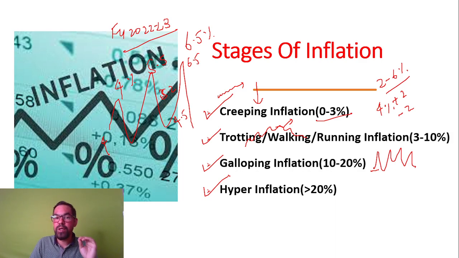From here, the examiner can ask many questions, like creeping inflation belongs to which type of economies. Your answer will be developed nations. Or the Indian economy belongs to which stage of inflation. Your answer will be trotting inflation. Or they can even give you cases. Let's say in financial year 22-23, the average inflation for XYZ economy was 5%. So this economy belongs to which stage of inflation, correct? I hope you get this clearly.